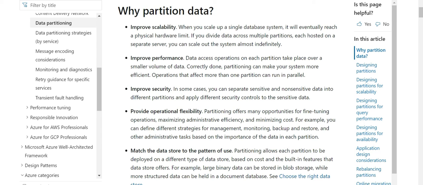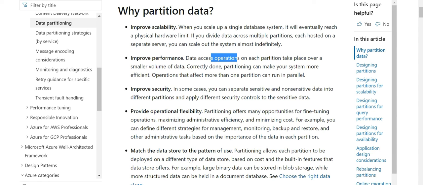The advantages are: improve scalability, improve performance, improve security, improve operational flexibility. Scalability means that if you want to scale for higher volumes, more customers, you can scale, and your search will still be efficient. Your search will not get impacted. It can improve performance also. How? Because your data access operations run on each partition. It will take a subset of data from each partition. That's how performance will improve.